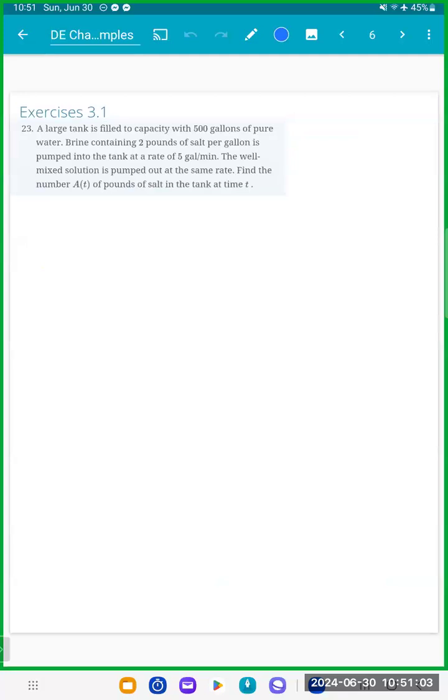Okay. Next problem that we are going to work through is problem number 23. This is one of those where we have a tank and it is a 500 gallon tank with pure water. We have brine containing 2 pounds of salt per gallon, and it's pumped into the tank at a rate of 5 gallons per minute. The well mixed solution is pumped out at the same rate. We want to find what is A of t, pounds of salt in the tank at time t.